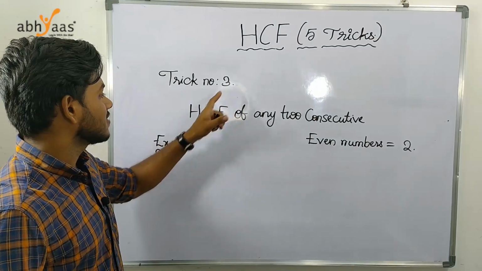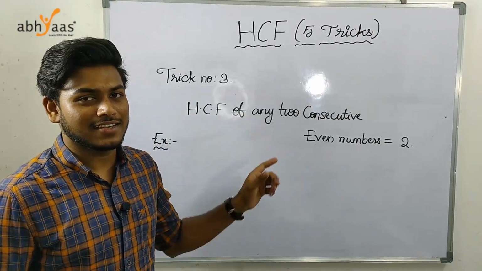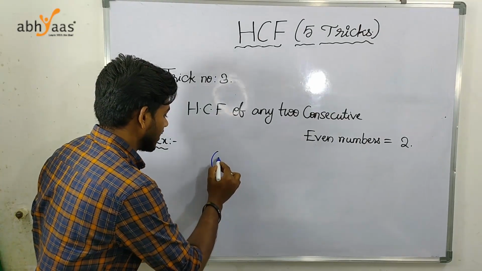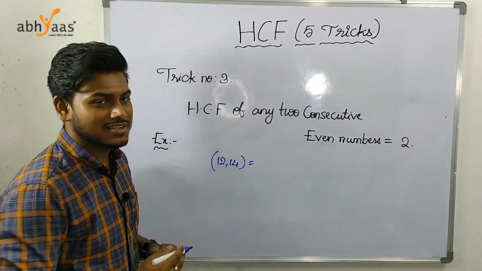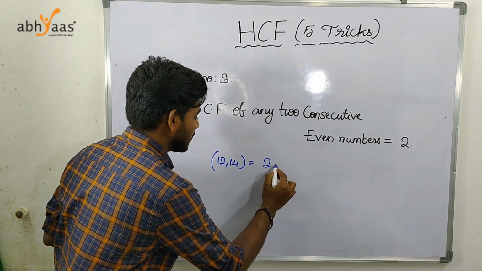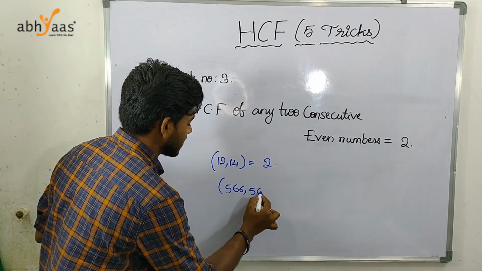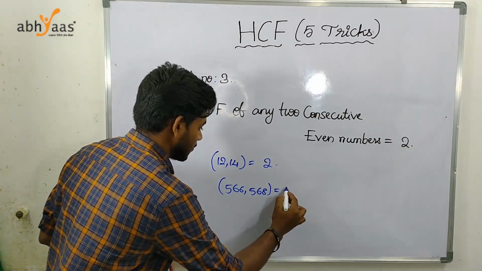Trick number 3 is the HCF of any two consecutive even numbers is always equal to 2. Let's take a few of the examples here. Let's write 12 and 14. 12 and 14 are the consecutive even numbers. Their HCF is equal to 2. Let's take 566 and 568. Here the HCF is again equal to 2.